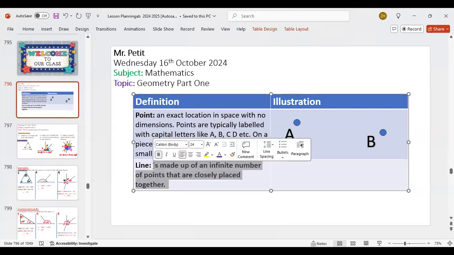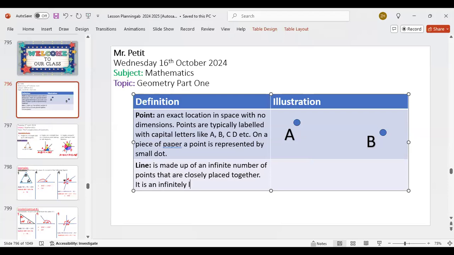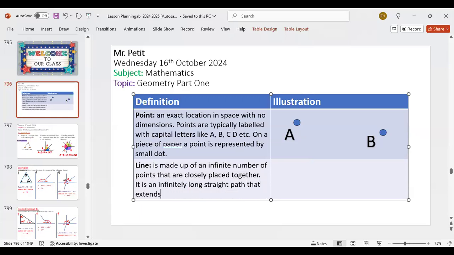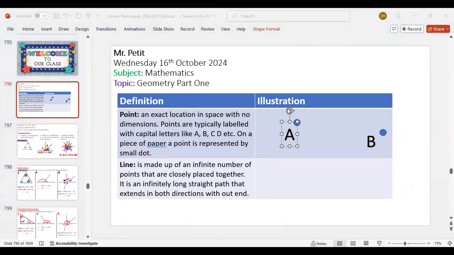So a line is made up of an infinite number of points that are closely placed together. It is an infinitely long straight path that extends in both directions without end. Okay. All right, good.